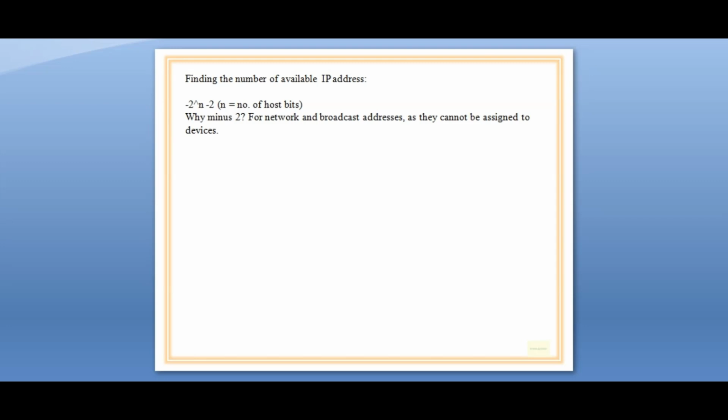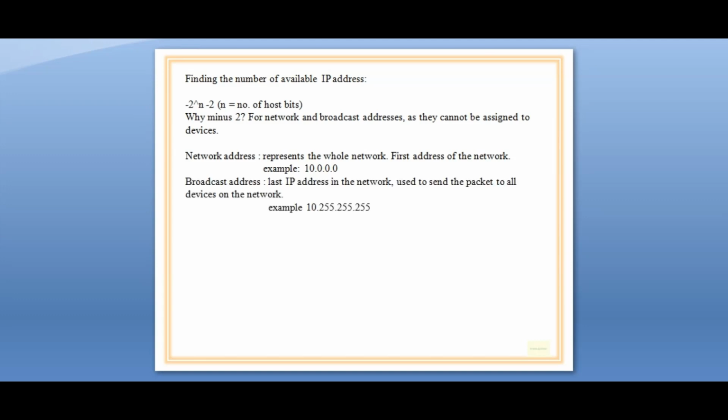A network address is the very first address that is used to represent the whole network, like 10.0.0.0. The broadcast address is the very last address that is used to send broadcast messages to all devices on the network. So for the 10.0.0.0 network, the broadcast address will be 10.255.255.255.